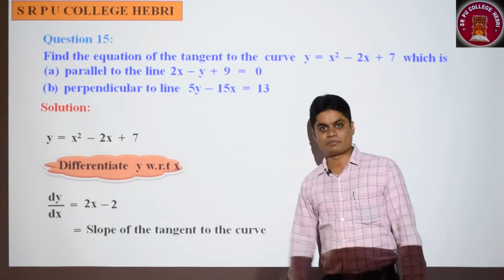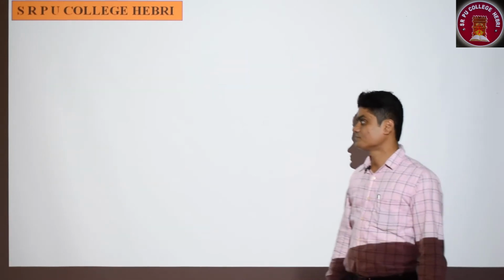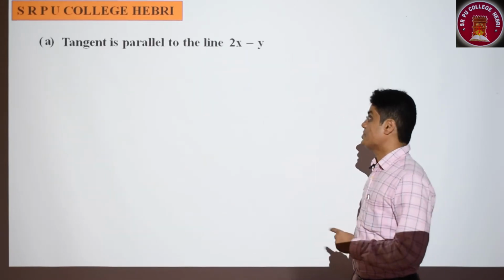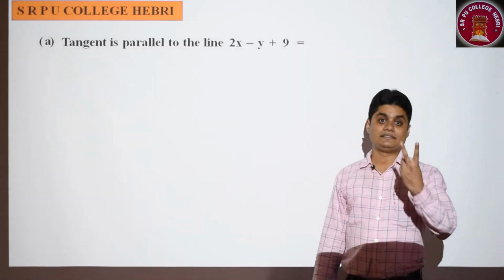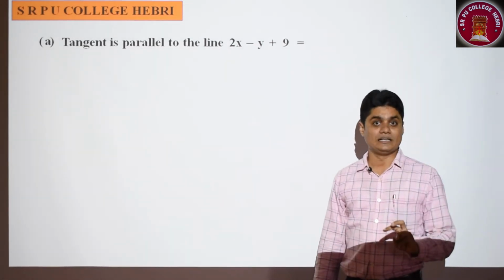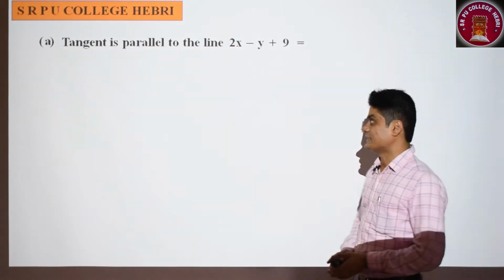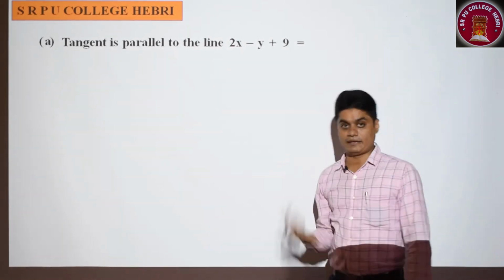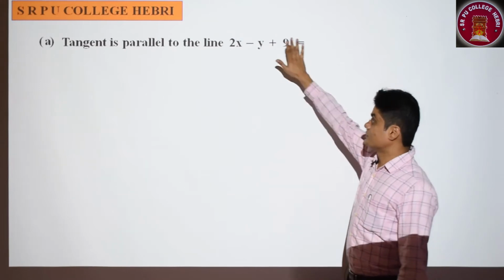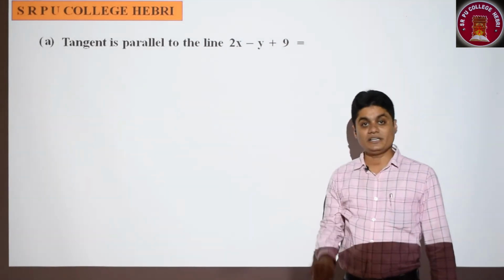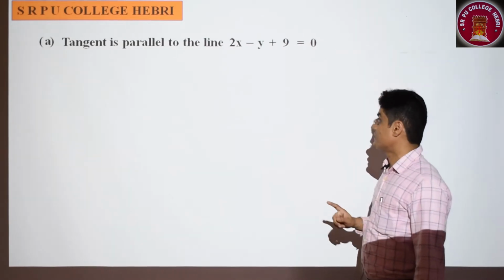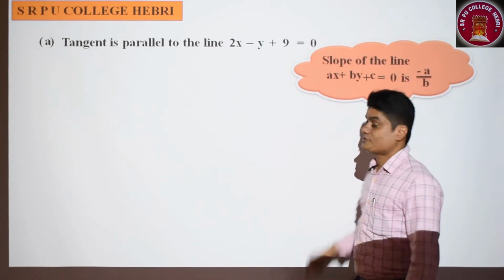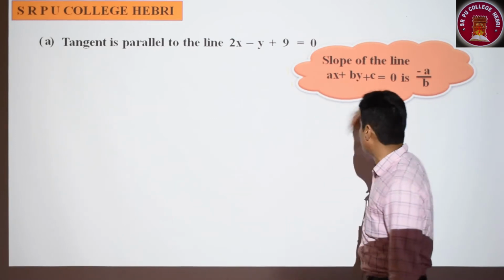You know this represents the slope of the tangent to the curve. Now the tangent is parallel to 2x minus y plus 9 is equal to 0, and you also know that when two lines are parallel, slopes are equal. When two lines are parallel, slopes are equal. The tangent is parallel to the line. So the slope of this line is also equal to the slope of the tangent. Now, as just explained, the slope of the line ax plus by plus c is equal to 0 is minus a by b.